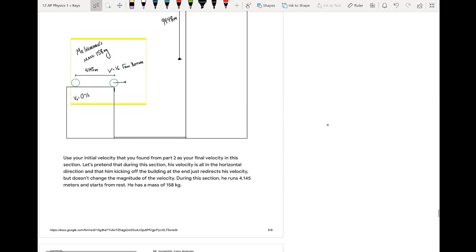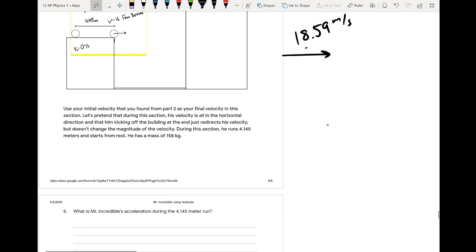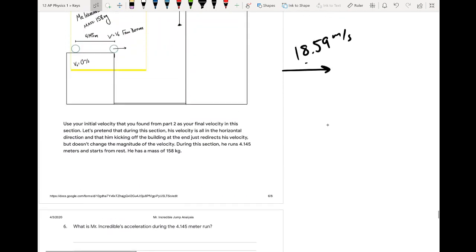So what we're just saying is, by the end of it, let's pretend that his final velocity is 18.59 meters per second, and that him doing that part where he jumps up is just changing the direction that his velocity points and not actually changing the amount. So we're saying he's going to keep that, and he's really just being redirected. Okay, so what's his acceleration?